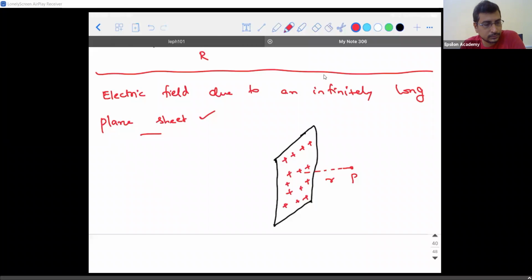Yes, sir. Cylinder. Cylinder, sir. You can think of a cylinder and a cuboid as well. I will show you how it looks in just a minute.